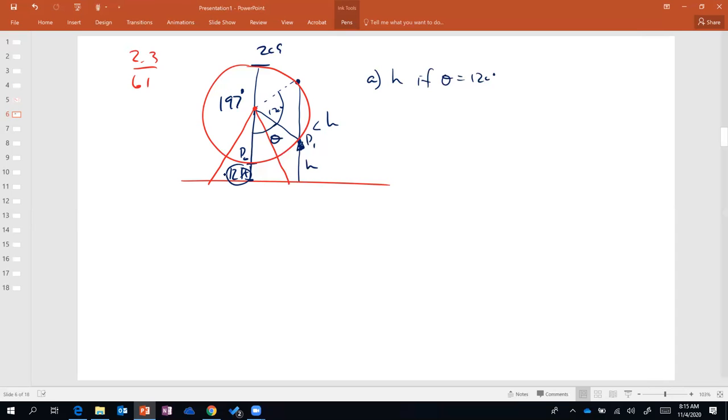how do we compute this? Anybody? I found the radius, yeah, by dividing the diameter. Yeah, half of 197, which is 98.5. That's cool. Next.